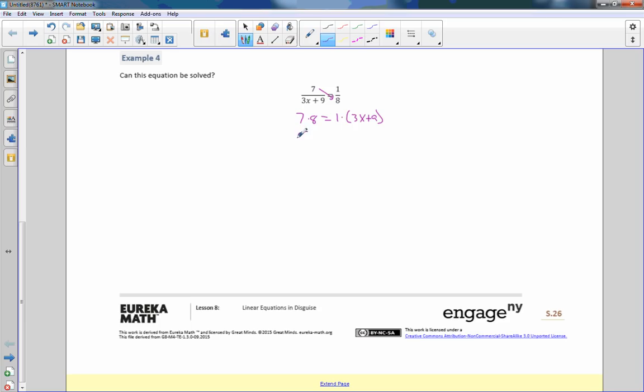Okay, 7 times 8 is 56. 3x plus 9 times 1 is simply 3x plus 9. And finally, I just need to subtract 9 from both sides. 56 minus 9 is 47. 3x, 0. So I just have 3x. 7 plus 4 is 11. 3 won't go into 11, so 3 will not go into 47. So when I divide both sides by 3, I get 47/3 equals x. Okay, so there's our little trick there, cross multiplication.